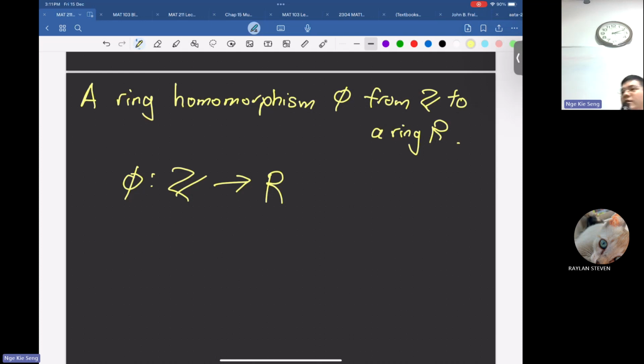So what kind of map can you define? First of all, you need to satisfy the ring homomorphism properties. What are the properties of ring homomorphisms? What properties does a ring homomorphism need to satisfy?